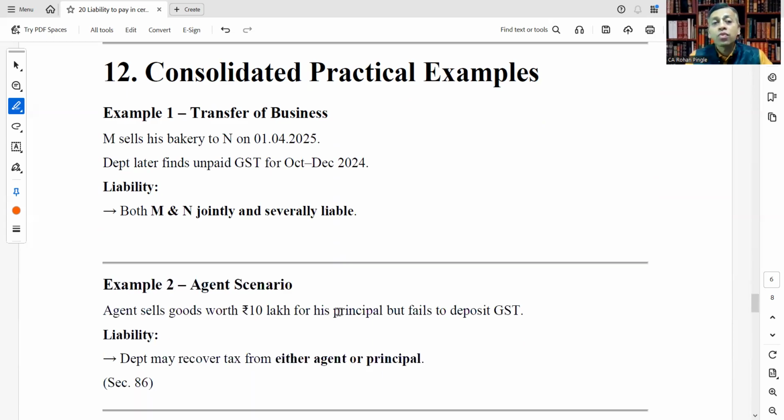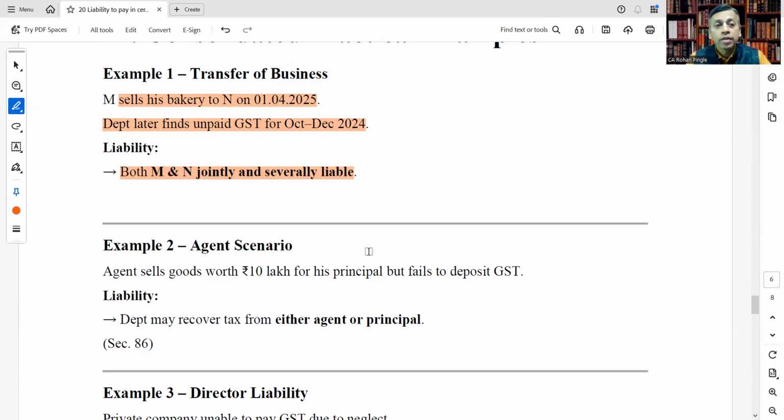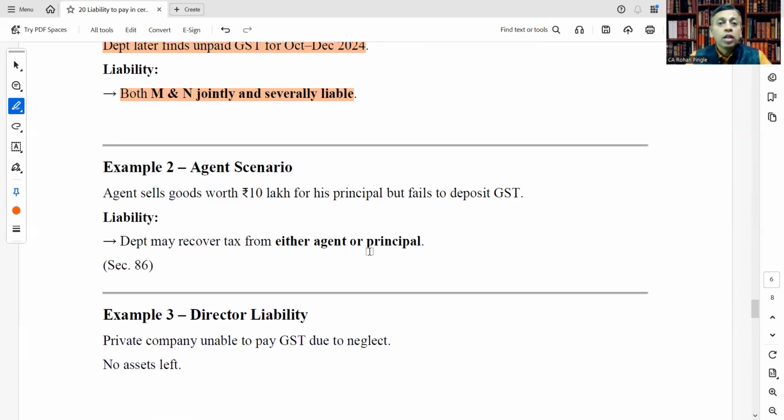Example 1, transfer of business. M sells his bakery to N on 1st April 2025. Department later finds unpaid GST for October to December 24. So the liability is that both M and N are jointly and severally liable for that particular liability. Very simple. Due to examples, we will understand the concept very clearly and easily.